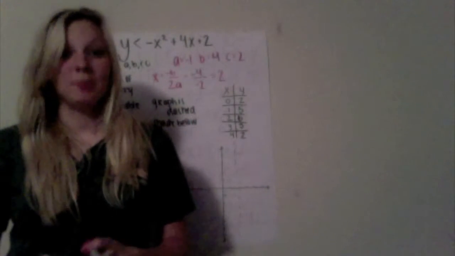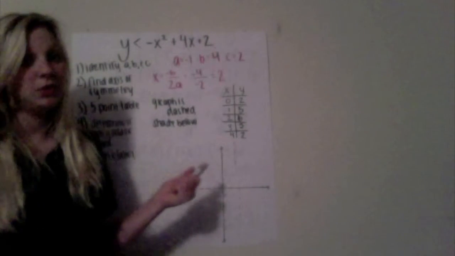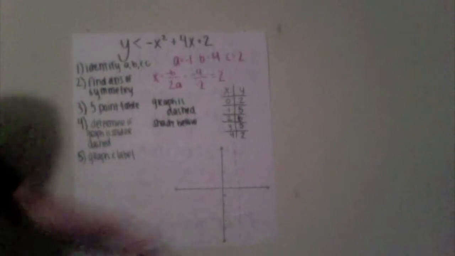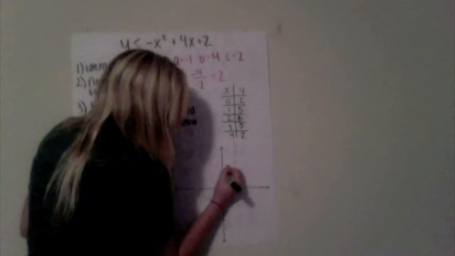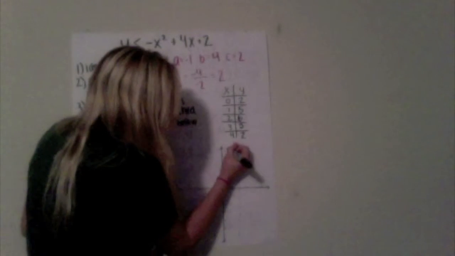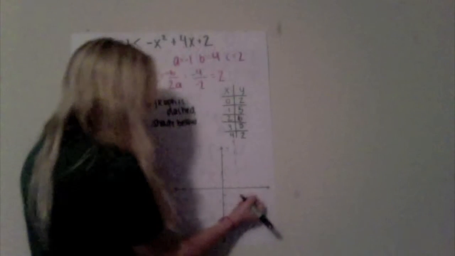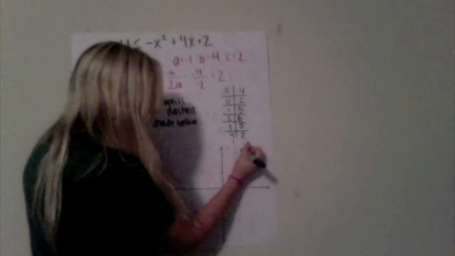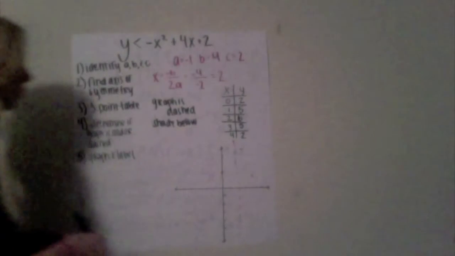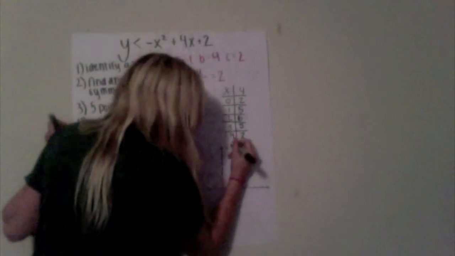So our last step, now that we know that our graph is dashed and that we shade below, is to go ahead and plot the points from our table on our plane. So first one, we have 0, 2, up 2. We have 1, up 5, 1, 2, 3, 4, 5. We have 2, up 6. Then we have the reflection, 3, up 5, and 4, up 2. We're going to go ahead and connect these points.